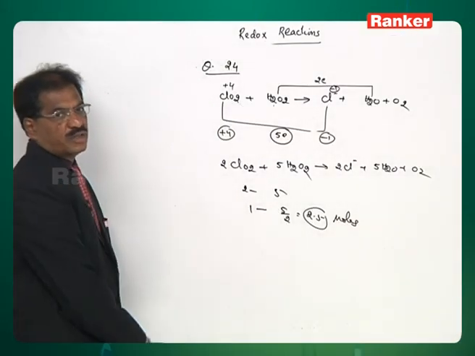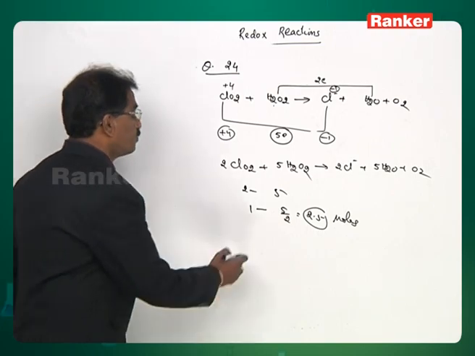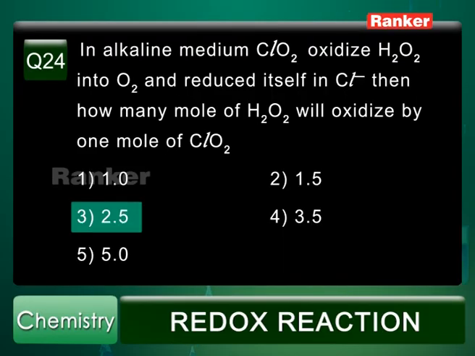Now identify the option where 2.5 moles is shown. In the option 3, 2.5 moles is shown. Therefore answer is 3.